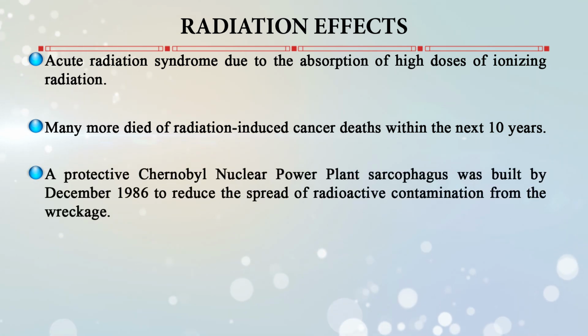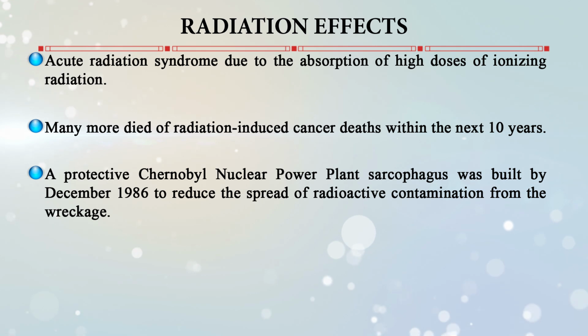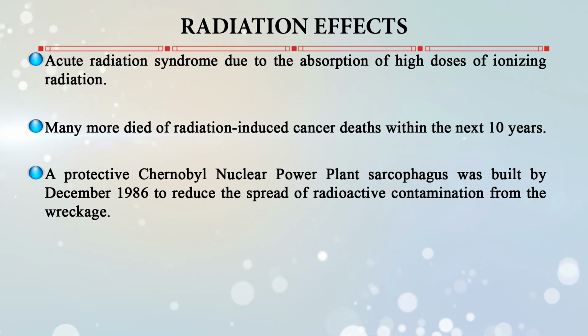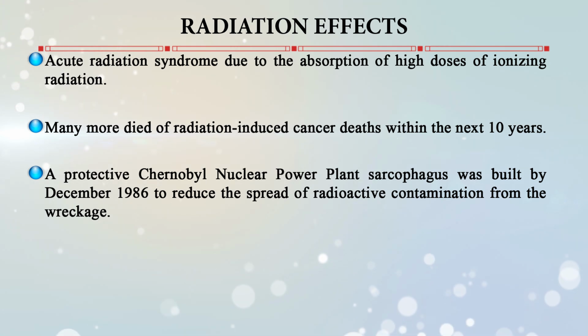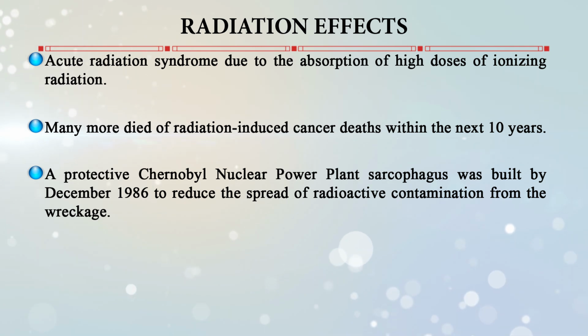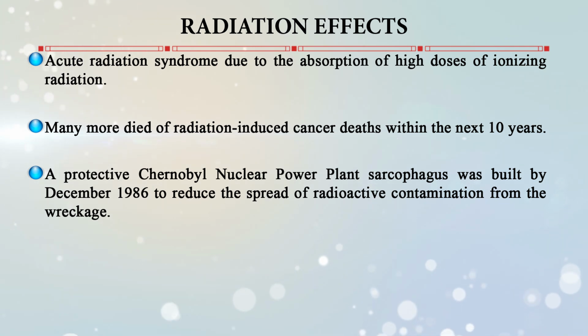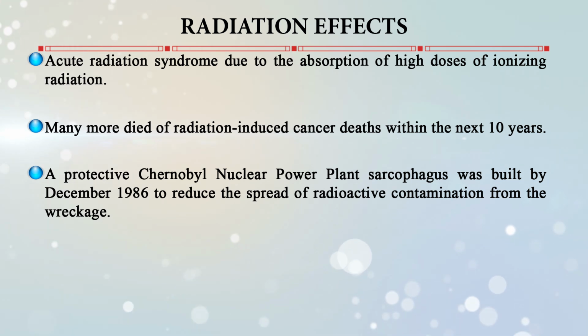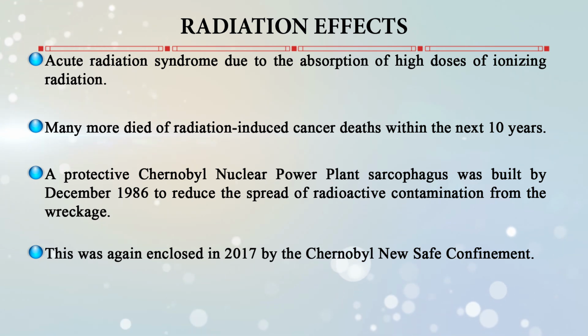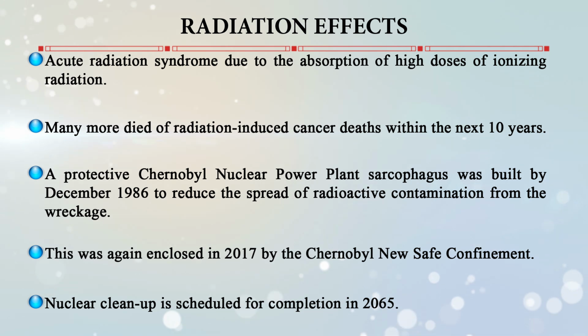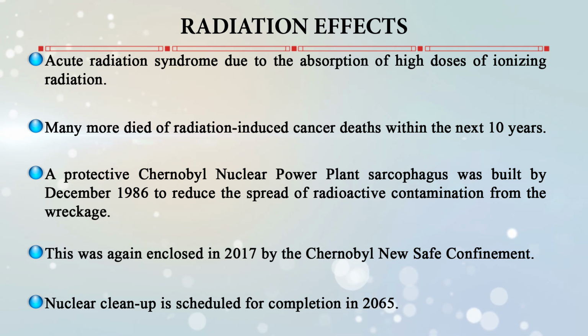Now, after this, a protective Chernobyl nuclear power plant sarcophagus was built by December 1986, almost 7 to 8 months after the hazard, and this was done so that the spread of the radioactive contamination could be prevented. Again, this was enclosed in 2017 by the Chernobyl New Safe Confinement, but the complete nuclear cleanup is scheduled for completion in 2065. So, you see, it occurred in 1986, and the final completion of the cleanup is estimated to be finished only by 2065.